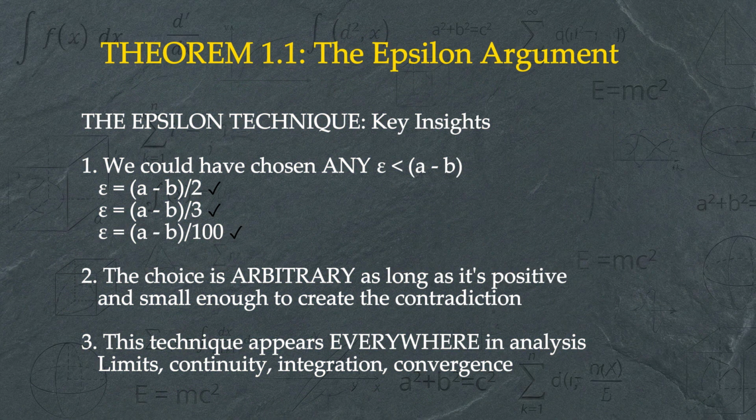We chose epsilon equals (A minus B) over 2, but we could have chosen (A minus B) over 3, or over 100, or over 1,000,000. Any positive number smaller than the gap would work. The specific choice is arbitrary. What matters is that we found a witness. This epsilon technique is the heartbeat of real analysis. You'll see it in limits, continuity, integration, and convergence. Master this argument and you've mastered the foundation of analysis.